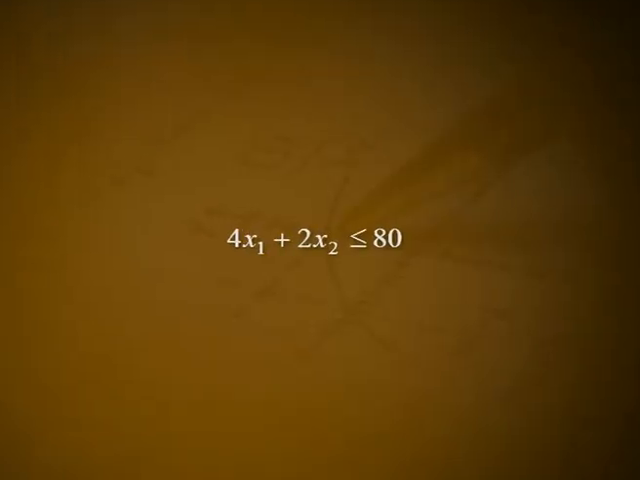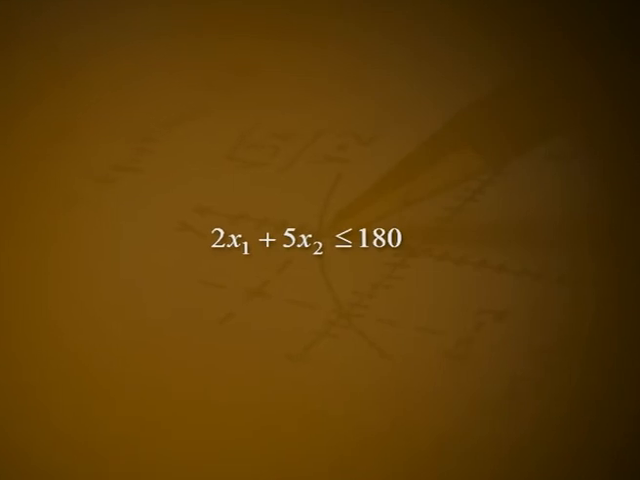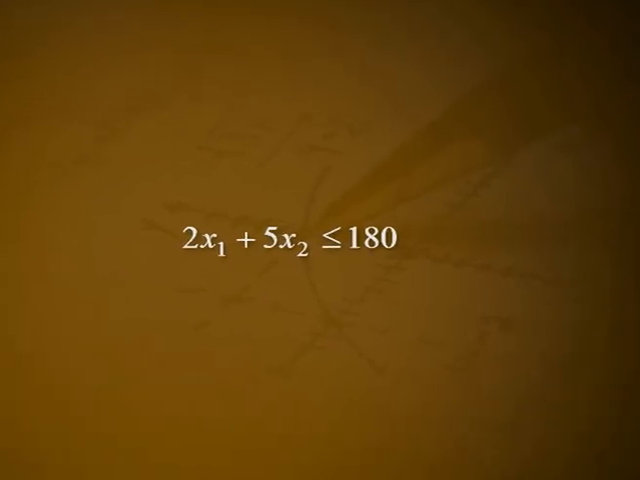Since the maximum working time of a grinder is 40 hours per week, the maximum working time of 2 grinders is 80 hours per week. Therefore, 4x1 plus 2x2 cannot exceed 80. That is, 4x1 plus 2x2 less than or equal to 80. Similarly, the maximum working time of 3 polishers is 3 into 60, that is equal to 180 hours per week. Therefore, 2x1 plus 5x2 cannot exceed 180. That is, 2x1 plus 5x2 less than or equal to 180.